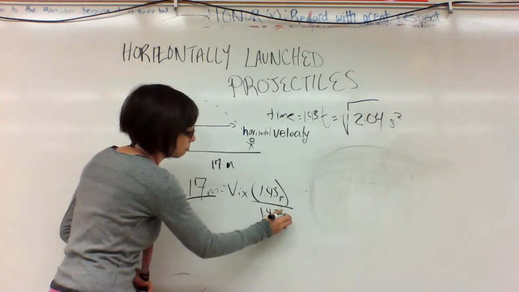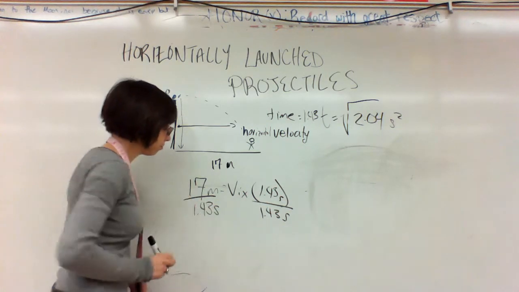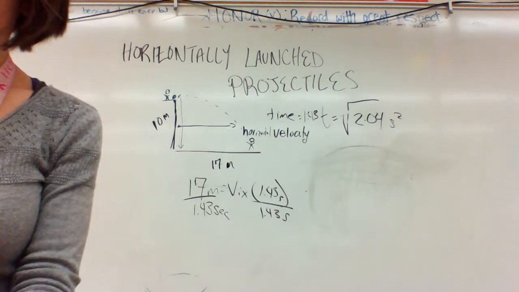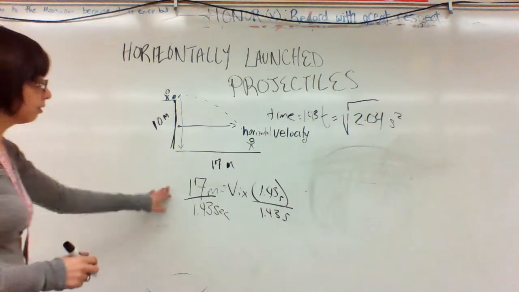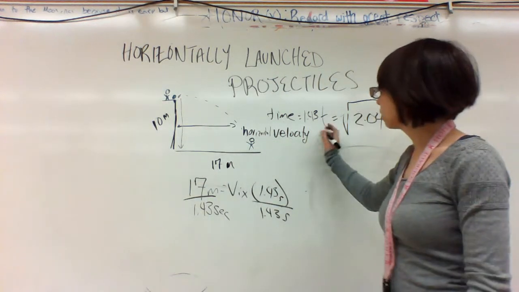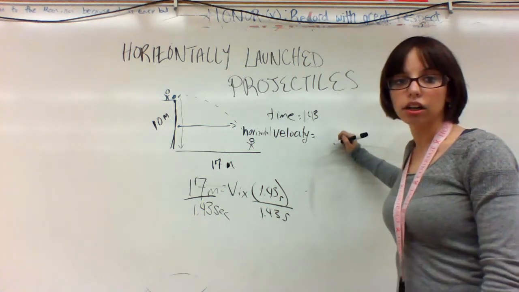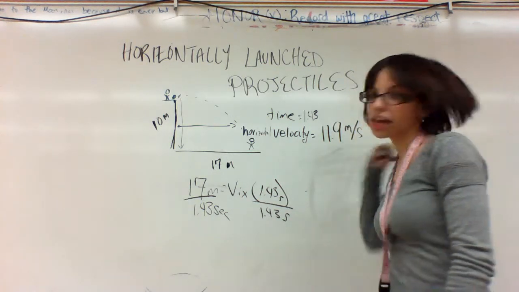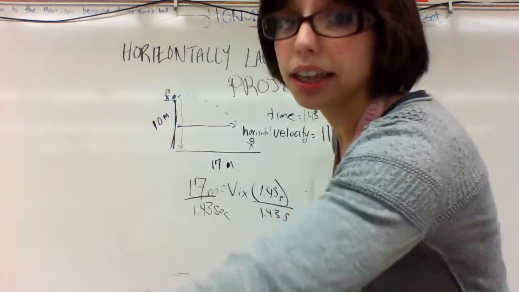From here, it's just simple algebra stuff, super easy review. That's seconds, not a 5. So 17 divided by 1.43. And again, the answer I get, I'm going to round to 3 sig figs. VIX, horizontal velocity, if I want to hit my friend on target on time, it's going to be 11.9 meters per second. So that's how I did that.